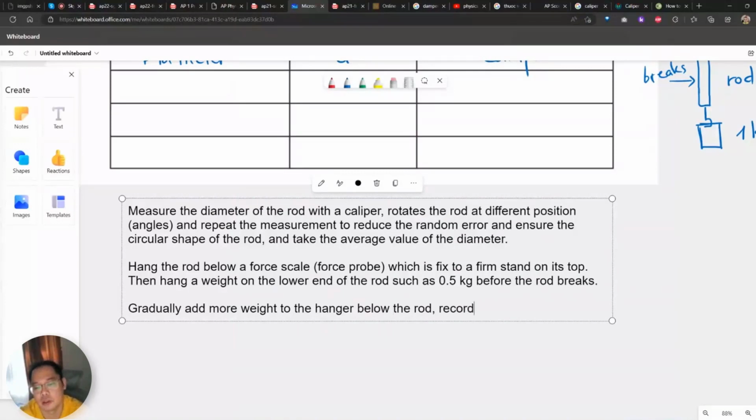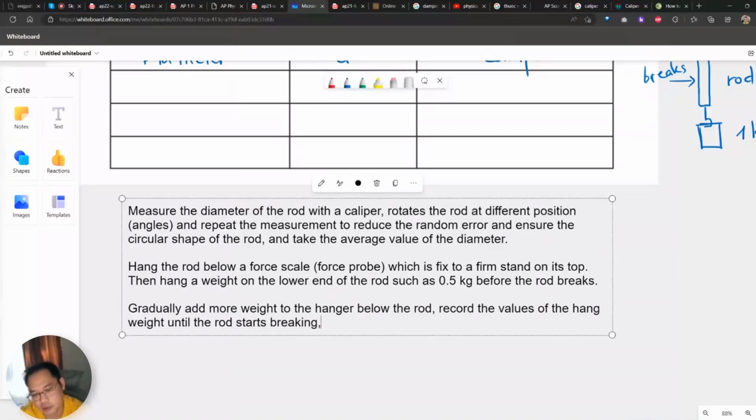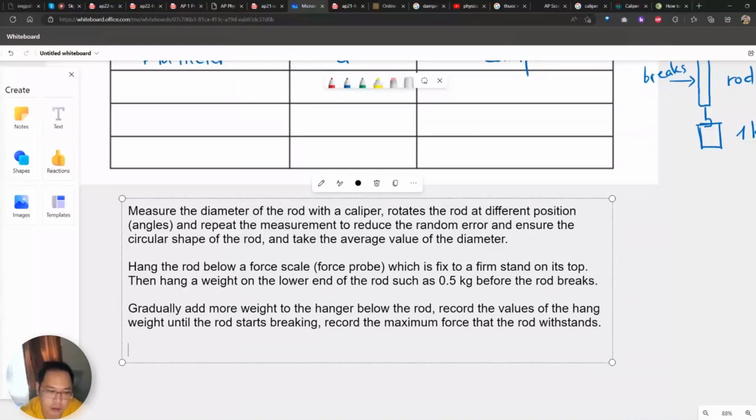Record the values of the force readings, okay, until the rod starts breaking. Record the maximum force that the rod withstands. Okay, meaning the minimum force required to break it. Yes.